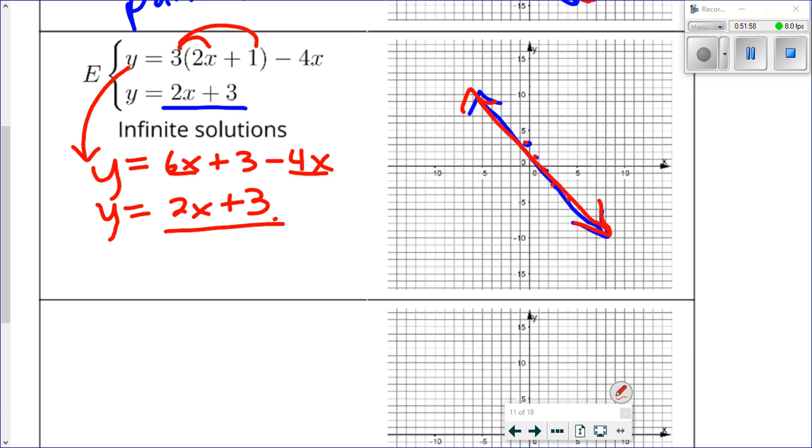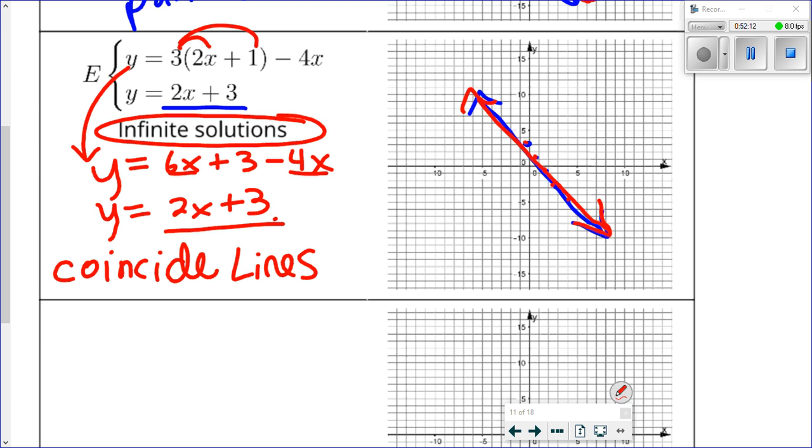We're seeing it's the same exact line, or like we said the other day, these lines coincide. They fall right on top of each other. So therefore, that's an indication of infinite solutions.